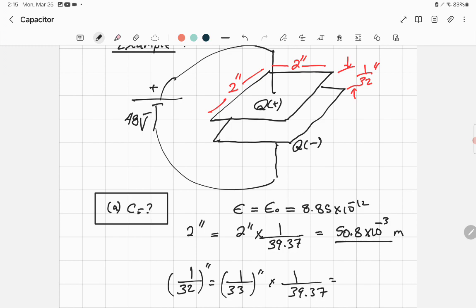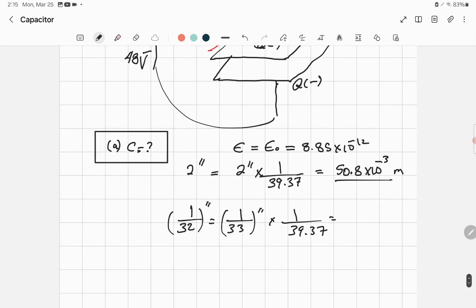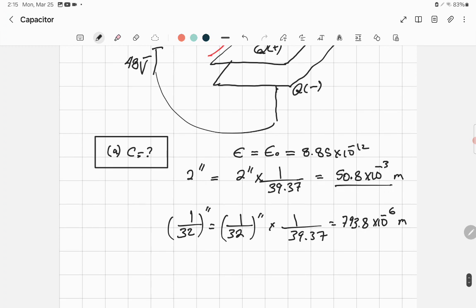I got it here. But first I have to fix this: it is not 33, it's 32. That will be equal to 793.8 times 10 power negative 6 meter. I got everything converted. That's the first thing. Convert from inch to meter.